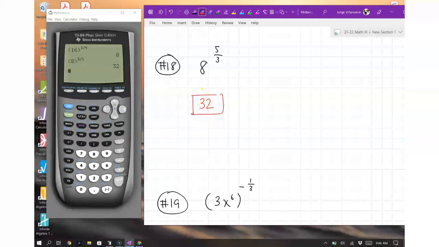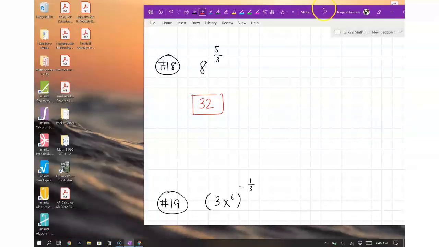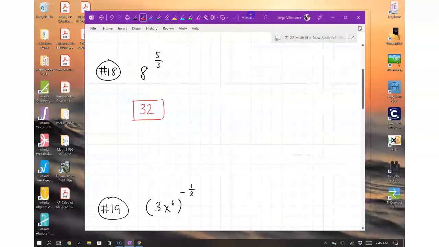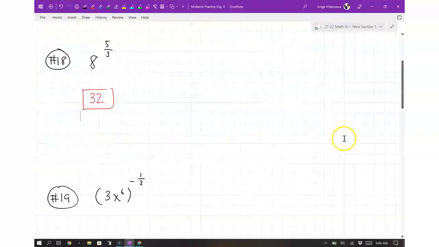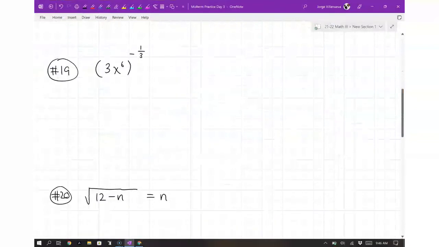But then we get to things like number 19. For that one, we don't necessarily use a calculator. We're actually going to have to break things down little by little. First off, you have to remember that a negative exponent means you flip it. So right now it's 3x to the 6th. Your first step is to write it as 1 over 3x to the 6th to the positive 1/3.